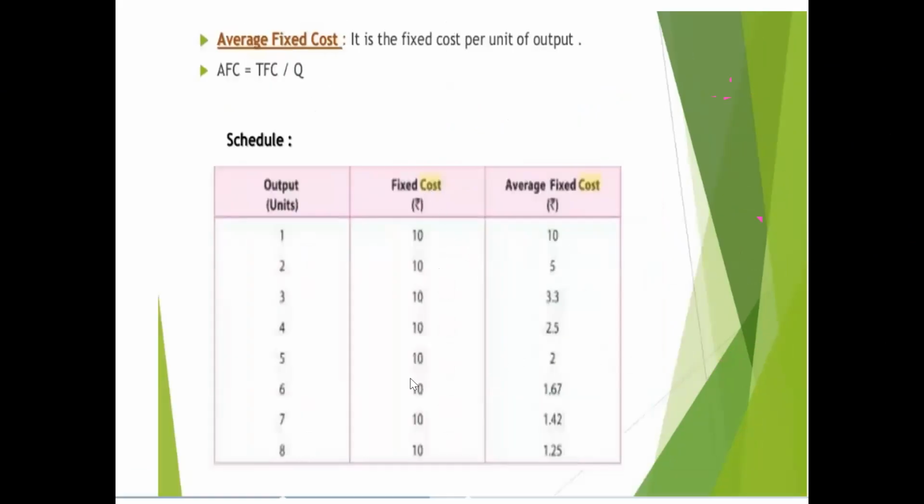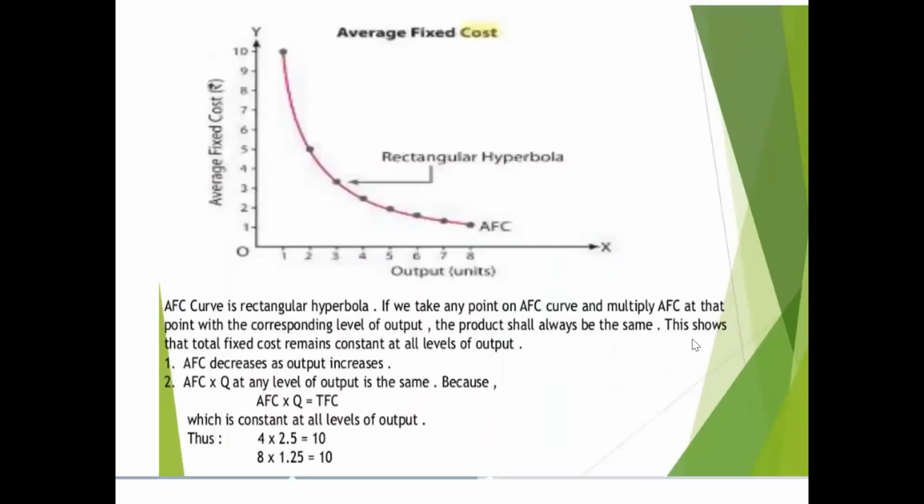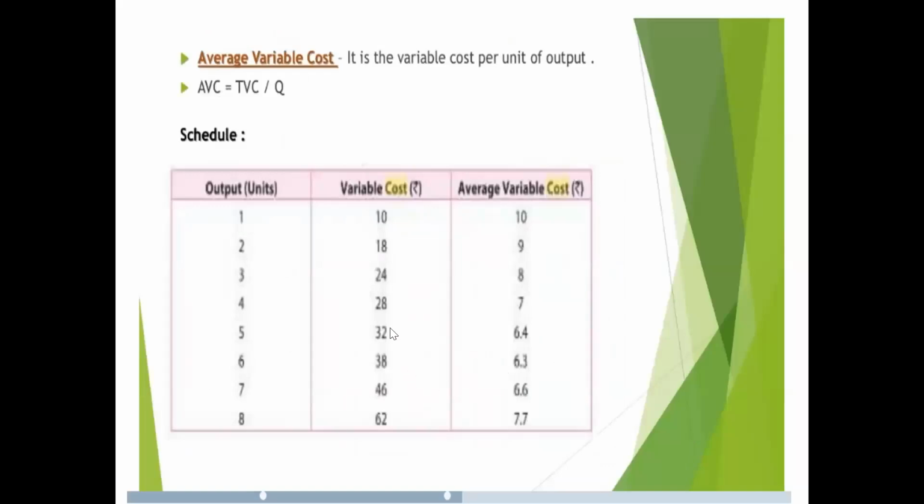This is the fixed cost. If you want to calculate average fixed cost, then you divide by the number of output: TFC divided by Q. Total fixed cost divided by Q, right? That is average fixed cost. Then if you want to calculate the average variable cost, how can we calculate it? The average variable cost is the total variable cost divided by number of outputs, right? AVC is equal to TVC divided by Q.